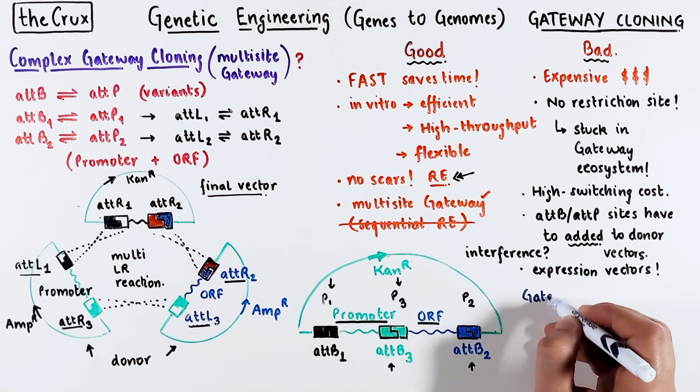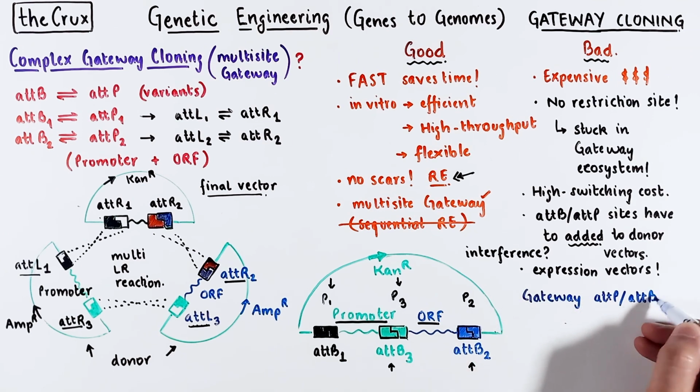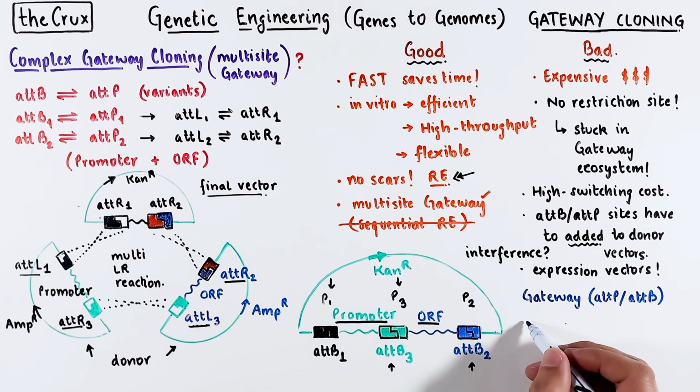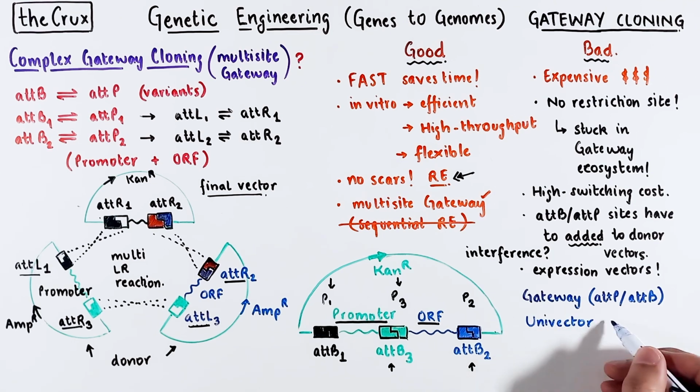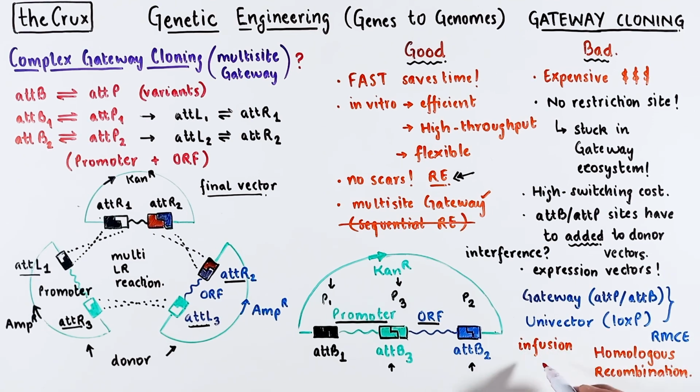So attP and attB are involved in gateway. A similar ecosystem of cloning is called univector, which works like gateway but it relies on loxP sites. So both of these are recombination-mediated cassette exchange cloning methods. There is an orthogonal approach that uses homologous recombination. Some methods in this space are In-Fusion, MAGIC, CEFC. Perhaps you will see them in a separate video, and maybe I will see you there as well.